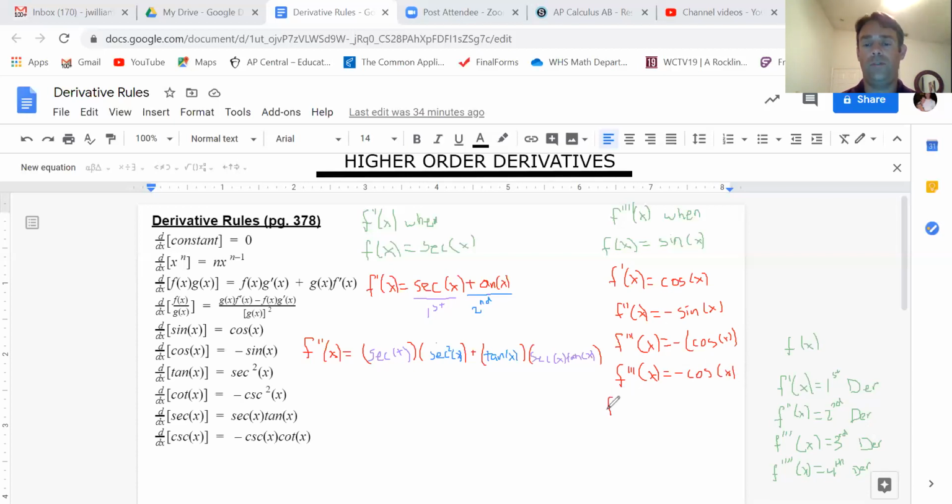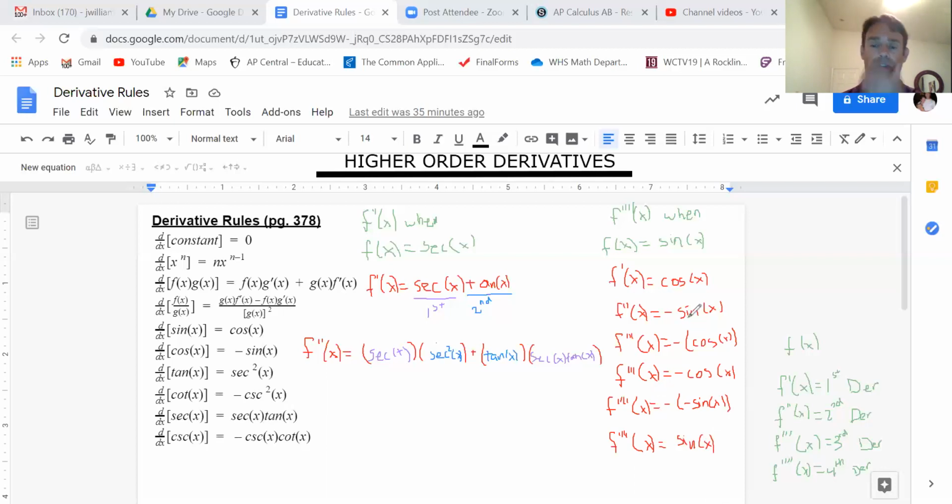And now the fourth derivative. There we go. Cosine would be a negative sine. So negative times negative again makes that a positive. Take a look at this. The fourth derivative of sine actually is sine.